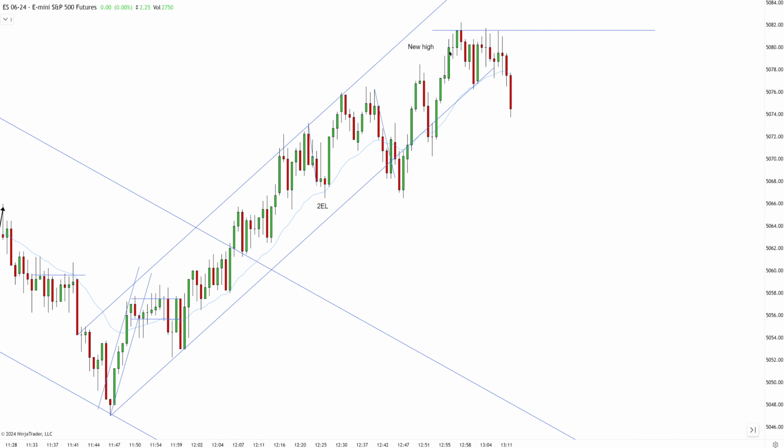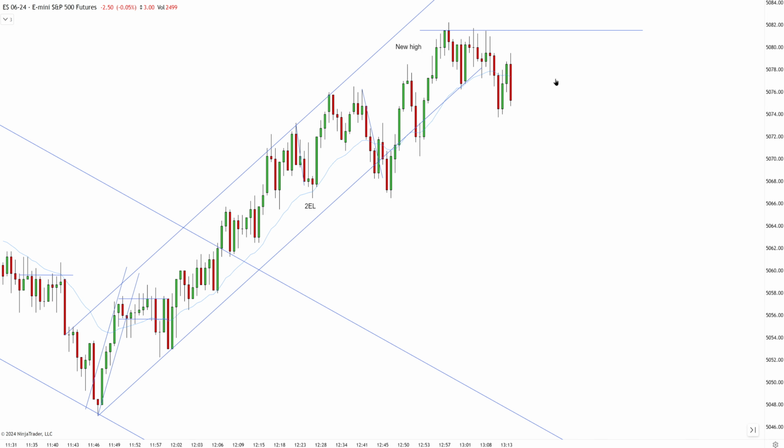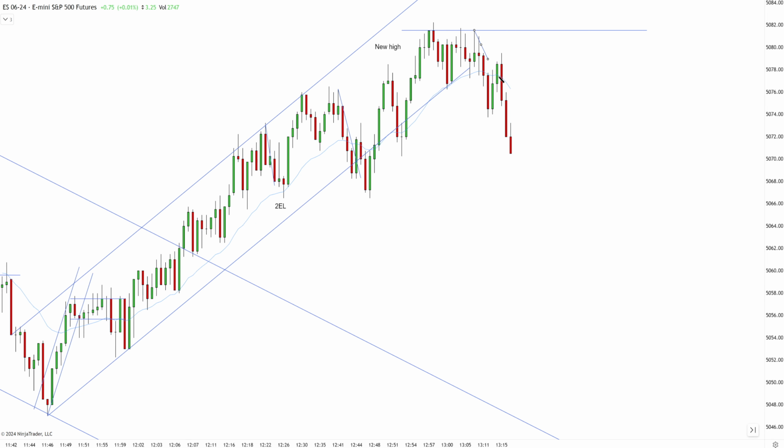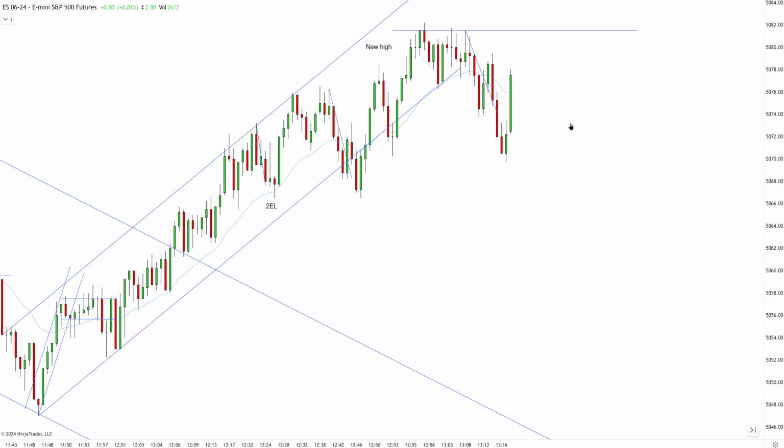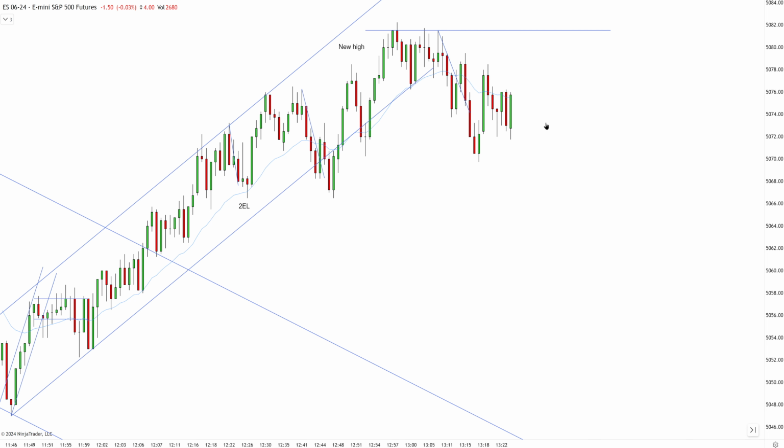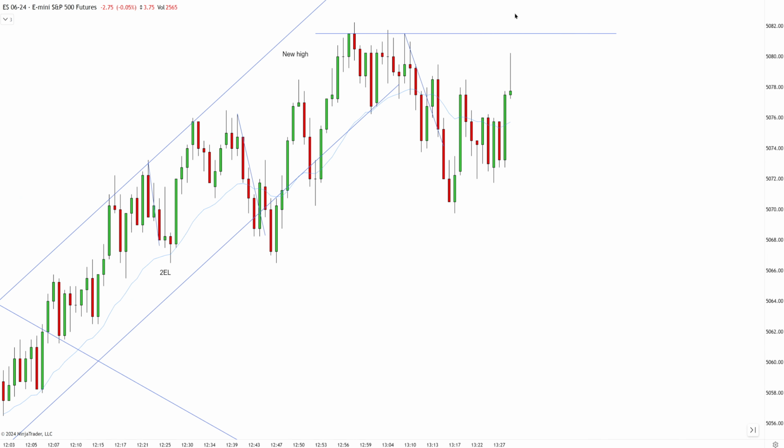I don't see any setup here. You cannot go long. Uptrend played out. You cannot go short. It is too bullish. Downtrend played out with the break, move to a new extreme, and because we're back above EMA, EMA is flattening.